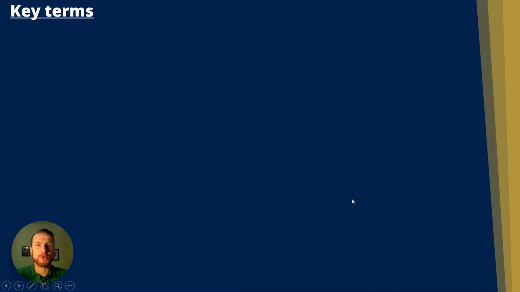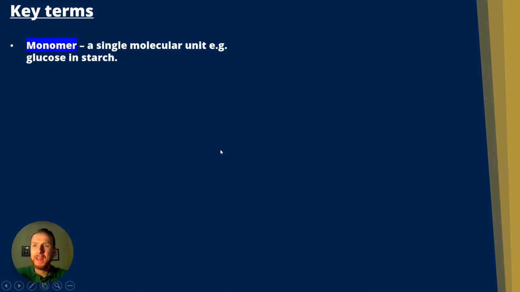Carbohydrates are essential for aerobic respiration. In fact, your brain can only run on glucose. So even if you don't ingest carbohydrates, you have to synthesize them in order to survive. Let's get into it. So some key terms just to start off today's lesson.